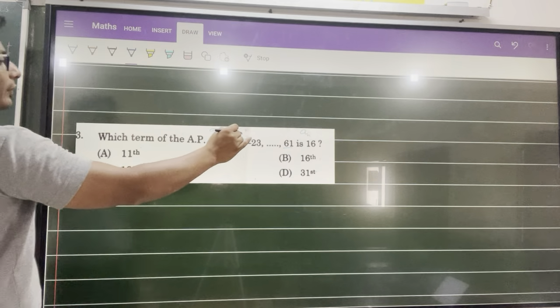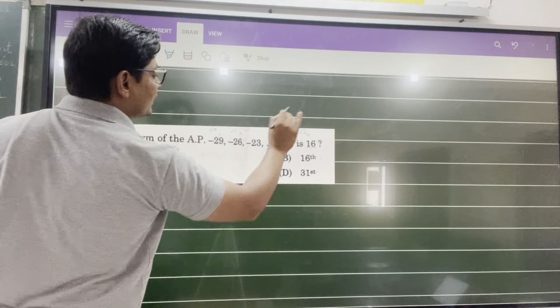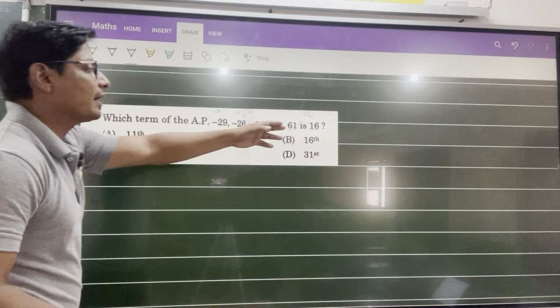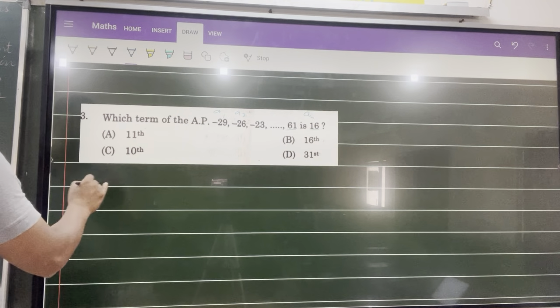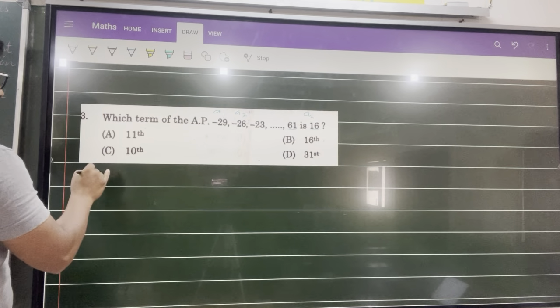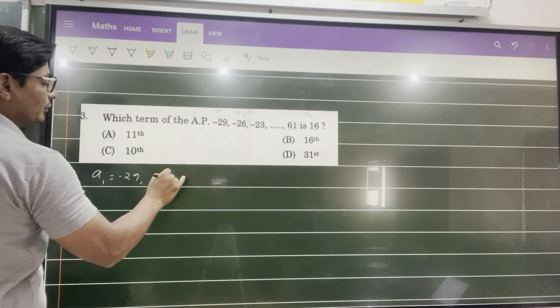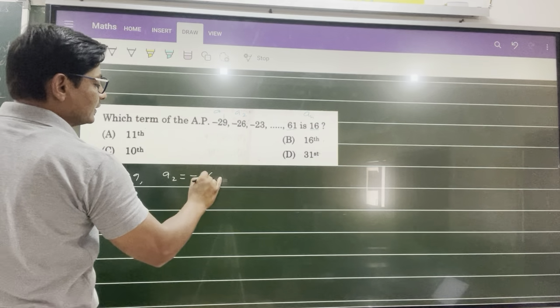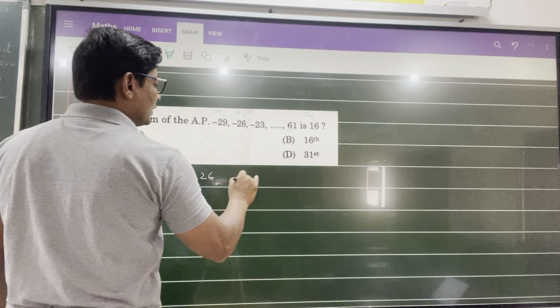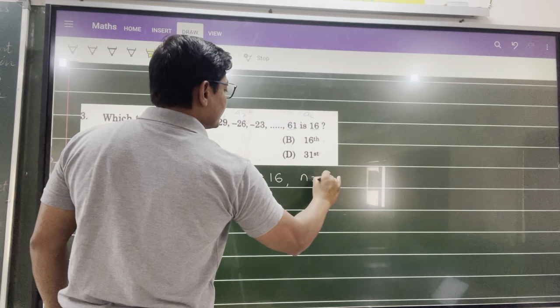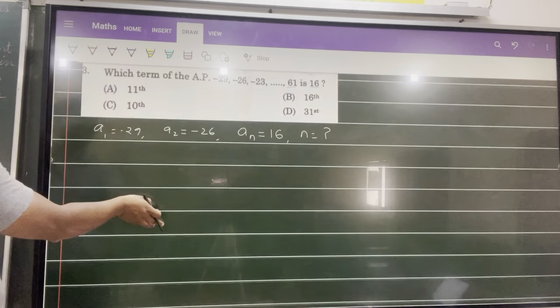Okay. So now we have to find for which term it is 16. That is an they have given. So we have to obtain which term will be having that an value equal to 16. So let us first write these given values here. They have given a1 equals to minus 29, a2 equals to minus 26, and also they have given an equal to 16, and what they are asking is to find the nth term n.